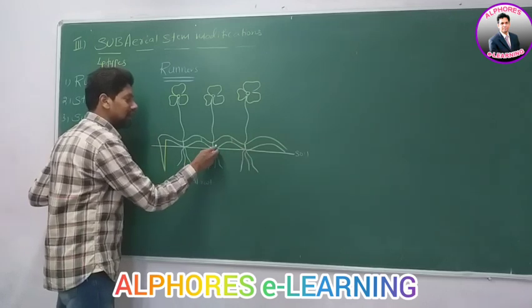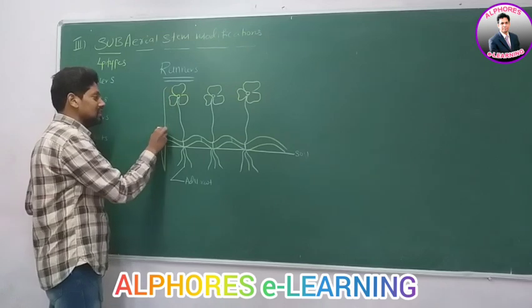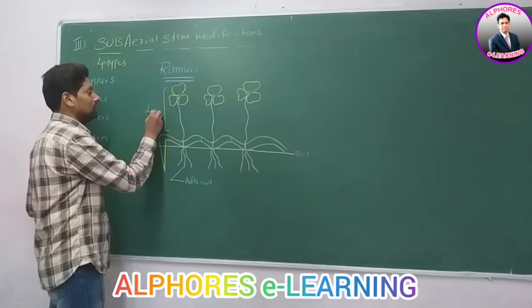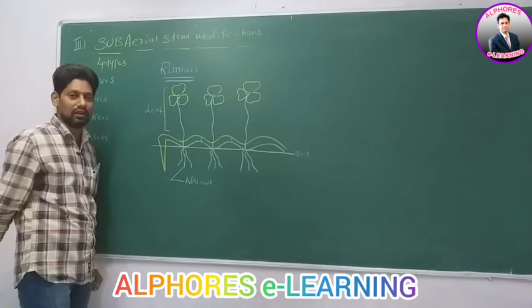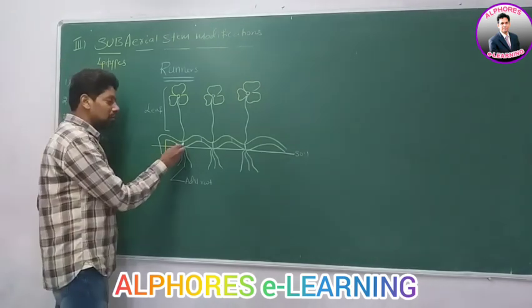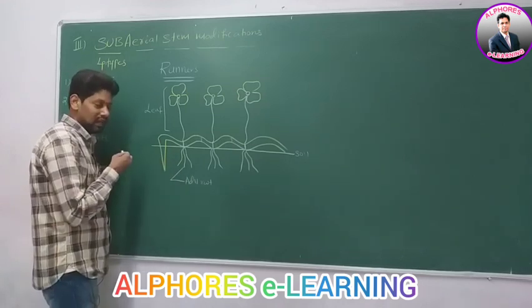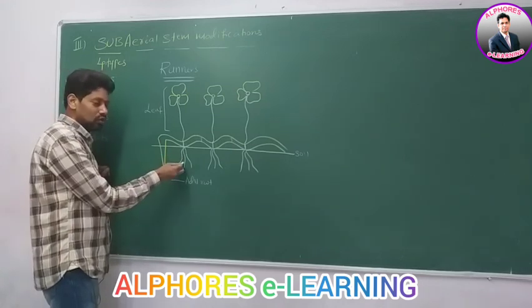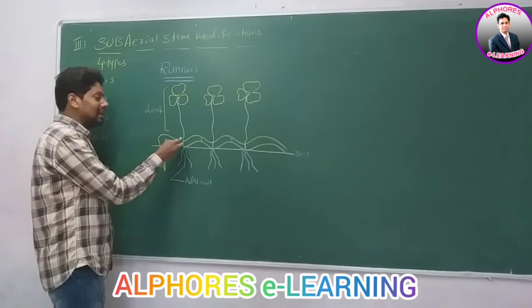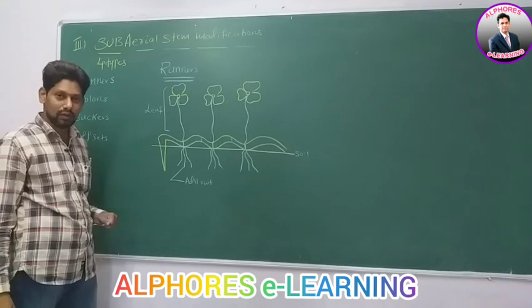Therefore, rooted at each node. Yes or no? And bears a leaf. This is not a flower. It is looking like a flower, but is it a flower? No. It is what, sir? Leaf. Therefore, each node bears adventitious roots on its lower surface and a leaf on its which surface, sir? Upper surface. Is this statement okay?